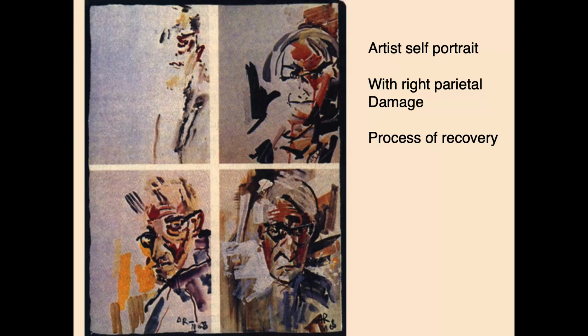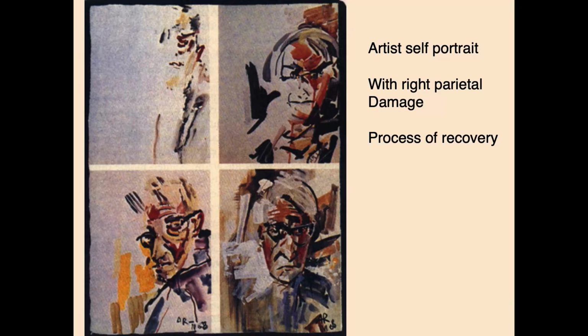Now, one of the things that often characterizes brain damage is that there's plasticity. So there's often some process of recovery. Okay? And so this is a really interesting example of somebody who was an artist who suffered right parietal damage. And this is a series of self-portraits over the course of their recovery. And so initially, you can see that they're entirely just drawing stuff that's on the right side. And then as they recover, they're able to get more and more of the stuff that's on the left.